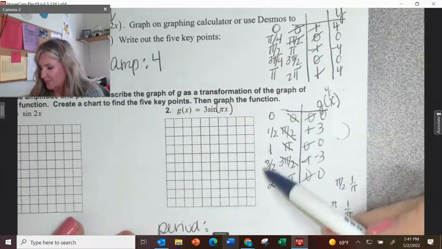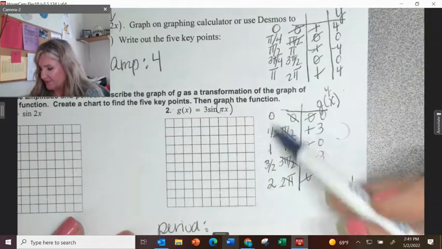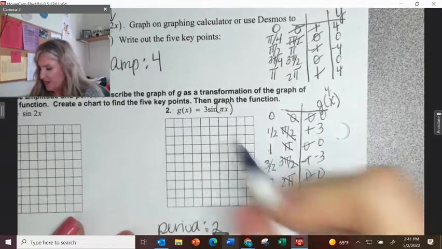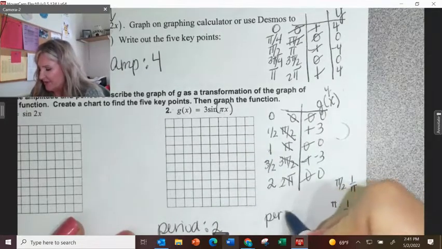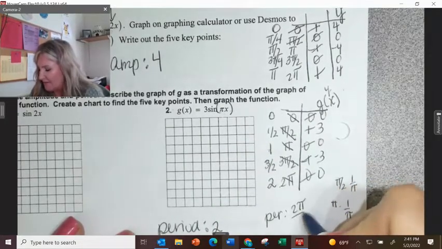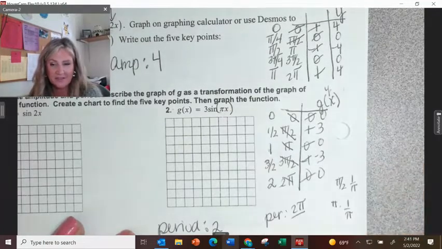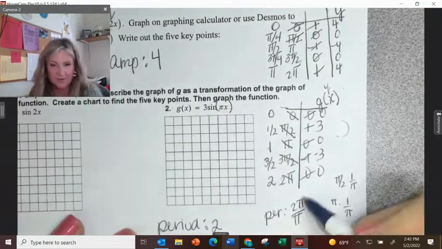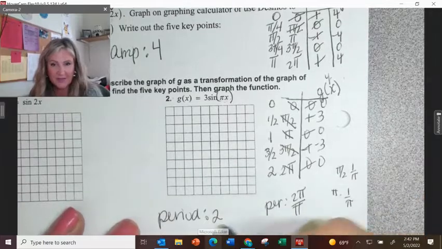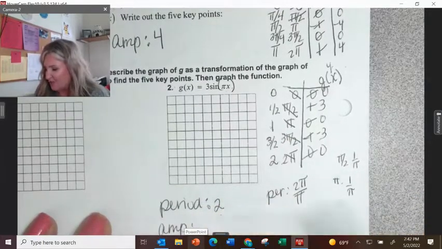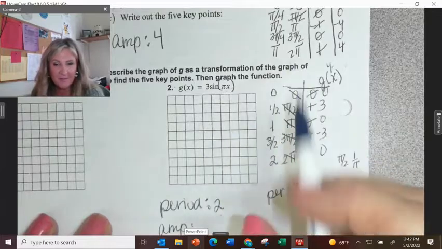All right, so what is the period now going to be? What is it, guys, before we start repeating? How far is it from 0 to 2? 2. The period's going to be 2. I can also find that period by doing 2 pi divided by, what's the b value? What's in front of the x? What does that reduce to? 2. That's the period. The amplitude is that a value. What's the amplitude going to be?